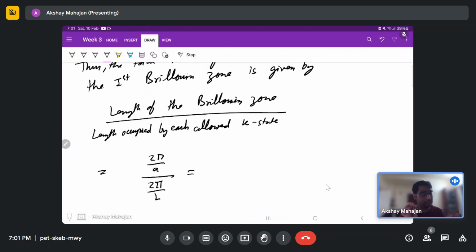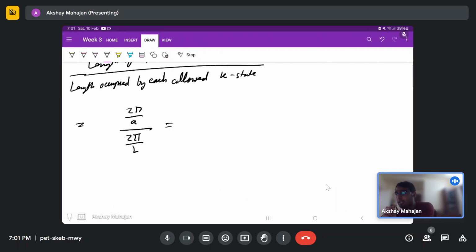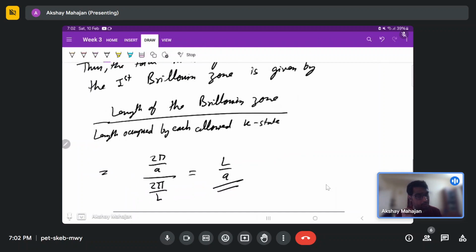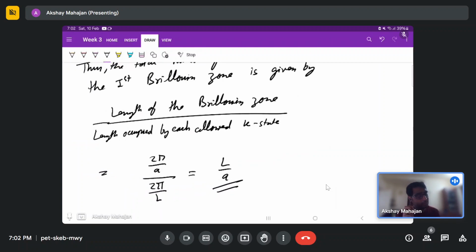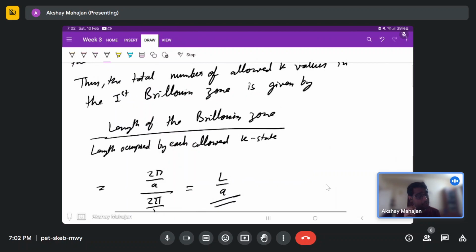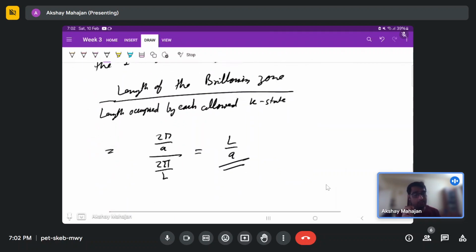So if you have to find the total number of allowed k points within your first Brillouin zone, that will equal the length of your Brillouin zone, which is 2 pi by a, divided by the length occupied by each allowed k state, which is 2 pi by L. Using this, that will give you L by a. That's your answer. If your lattice is of length L and you have a lattice constant of a, the number of allowed k values in your first Brillouin zone is given by this fraction L by a.